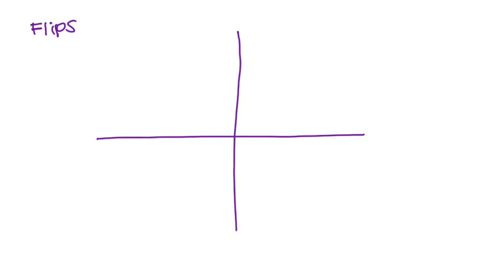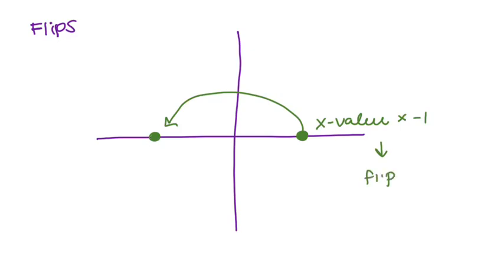So think about this. If we've got a point sitting on the x-axis, and I take that point and make the x value negative, that is going to reflect over the y-axis. So when the x value becomes negative, it becomes a flip over the y-axis.